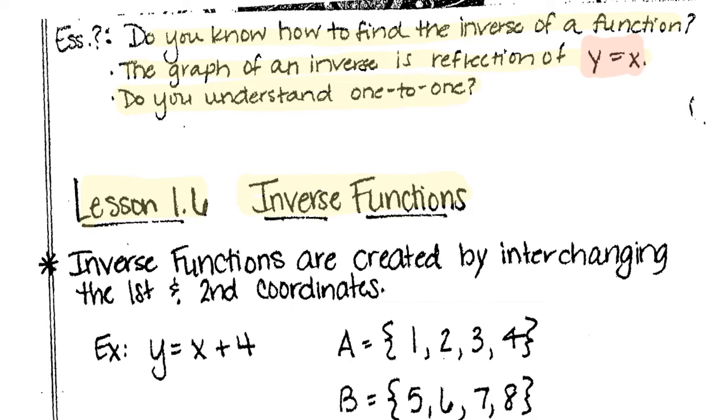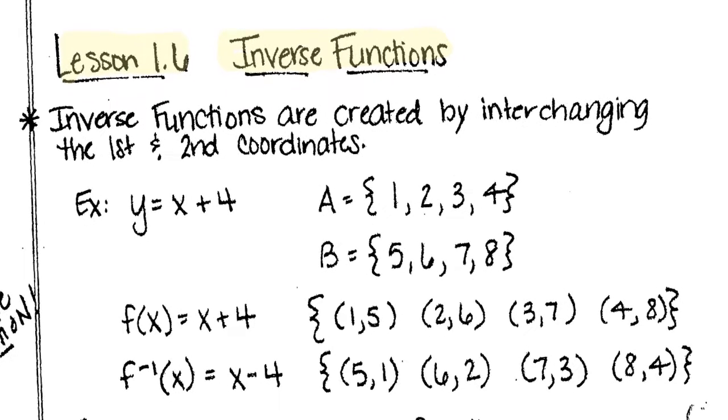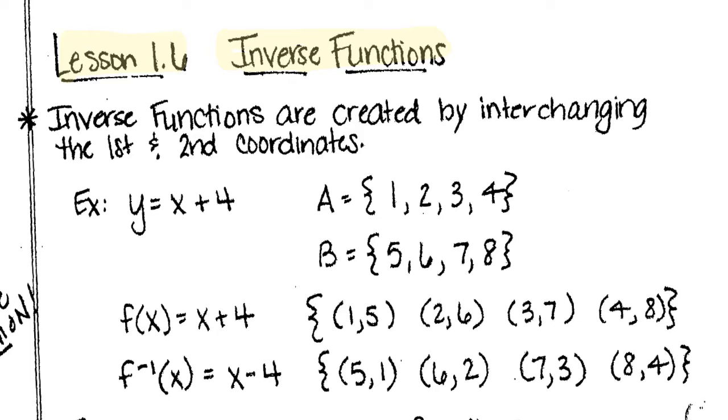Inverse functions are created by interchanging the first and second coordinates. For example, y equals x plus 4. If a is equal to 1, 2, 3, 4, b is equal to 5, 6, 7, 8. If I say f of x equals x plus 4, and I put 1 and 5 together, 2 and 6, 3 and 7, 4 and 8, the inverse, which is shown as f to the negative first, equals x minus 4.